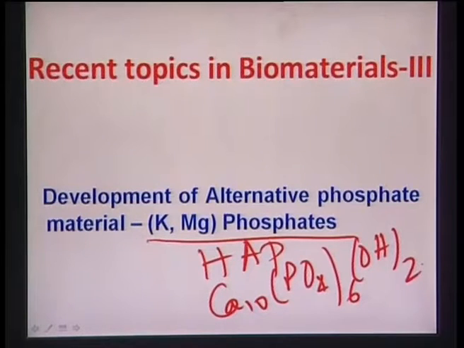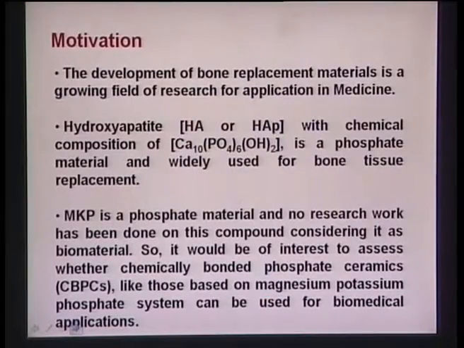In the next set of slides I will show you how alternative phosphate materials can be developed based on different inorganic compositions, and how these materials can have cytocompatible properties equally good as hydroxyapatite. As I say, hydroxyapatite is an important bio-phosphate material. But MKP, magnesium potassium phosphate, as a phosphate material, has hardly had any research carried out on it for biomedical applications.